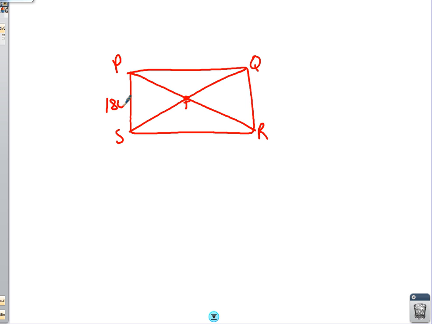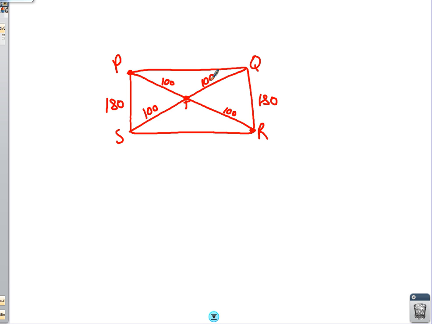If PS is 180, I guess we can go ahead and say that this is also 180. PR is 200. How can we label that? The distance from here to here, let's just do it like this. This would be 100 and 100, right? The diagonals do bisect each other. And the diagonals are congruent since you're talking about a rectangle. So there's a lot of information there. 100, 100. What's the length of QT?